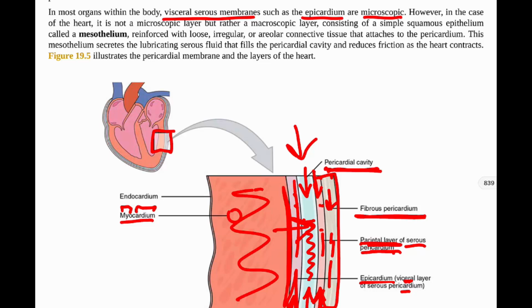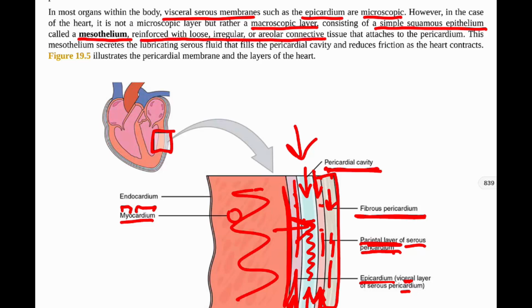All right, so let me see where we're at here. Rather, a macroscopic layer consists of simple squamous epithelium. If you remember from the tissues, simple squamous epithelium is a single layer, simple, of squamous cells, which are flat, scale-like cells, called the mesothelium. Okay, so we have our mesothelium there, which is reinforced with loose, irregular, or areolar connective tissue that attaches to the pericardium.